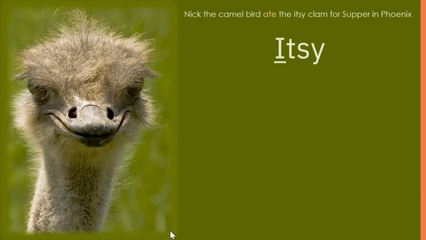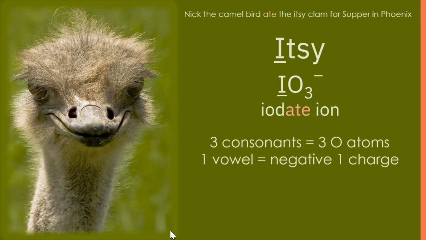Next, Itsy. Nick the camel bird ate the Itsy clam for supper in Phoenix. Itsy starts with I, as does iodate. The iodate ion has 3 oxygens, and Itsy has 3 consonants. Now remember, the vowels are only A, E, I, O, and U. We're not using Y as a vowel in this case.